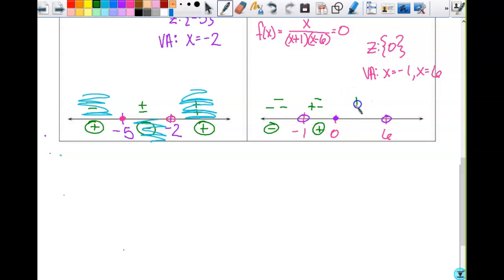Positive 1 will give me positive in the numerator. Oh, not a 1, sorry. Oh, I guess I could have left it made a positive. I get positive in the numerator and then positive negative, so that's negative overall. I can substitute in a 7. That'll give me positive, positive, positive. That's positive overall. So then when I shade, it looks like this.